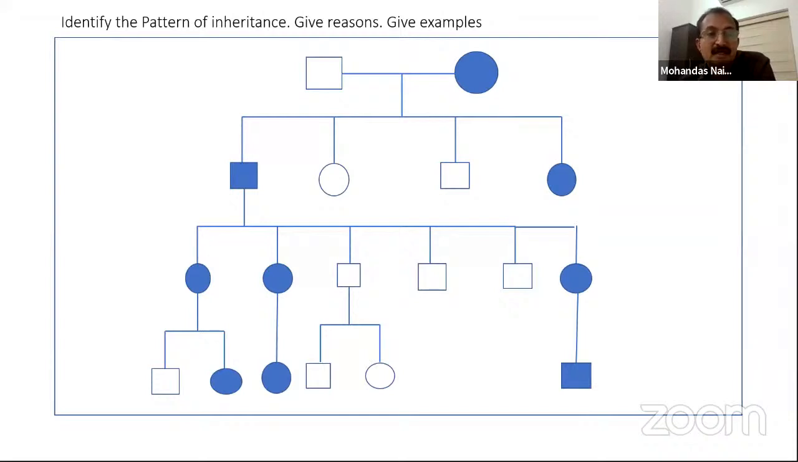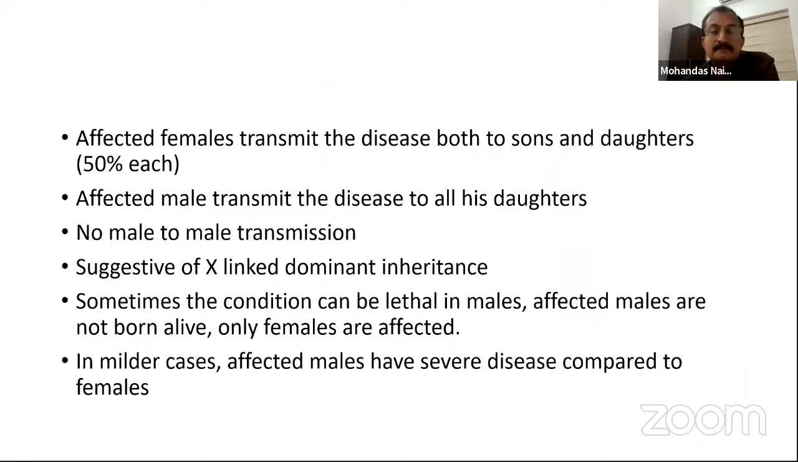So you can think of conditions which are X-linked dominant. And the reason for this pedigree being X-linked dominant is because the affected male is transmitting the disease to all the daughters, and affected female is transmitting the disease to 50% of the children, both male and female, because mother is giving the X chromosome to both son and daughter. And both the male and female are shaded, so it should be a dominant pedigree. And it is very characteristic that there is no male-to-male transmission.